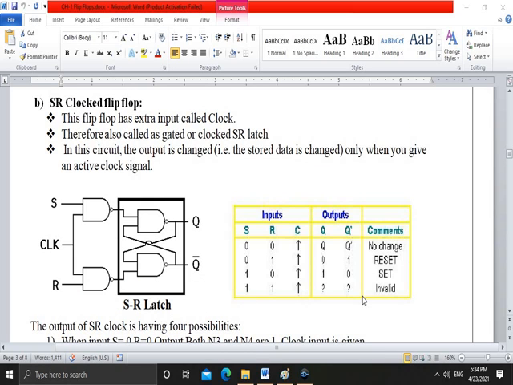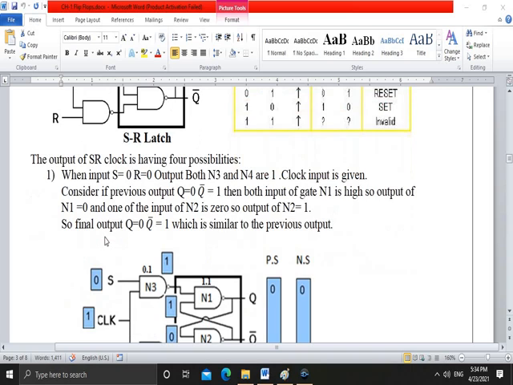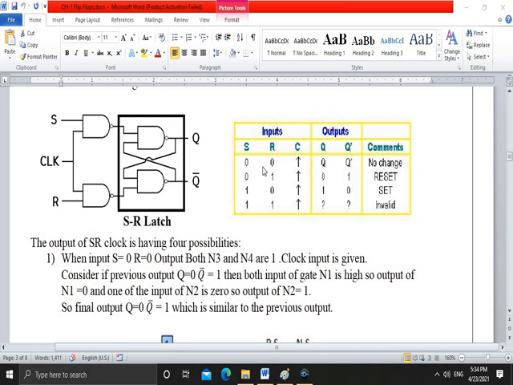We need to find out the truth table for 4 possibilities. This is the circuit diagram. The output of the SR clock has 4 possibilities: 0 0, 0 1, 1 0 and 1 1. Step by step we find out the output for these 4 inputs.